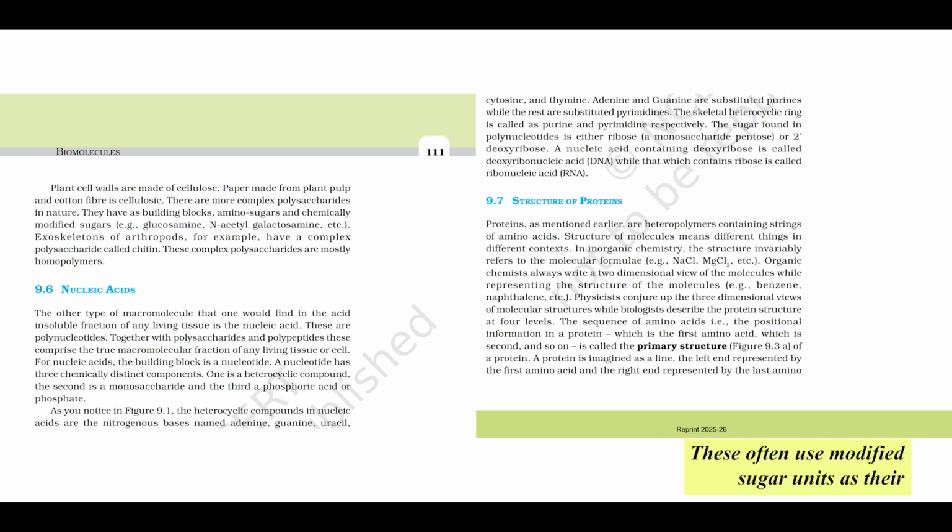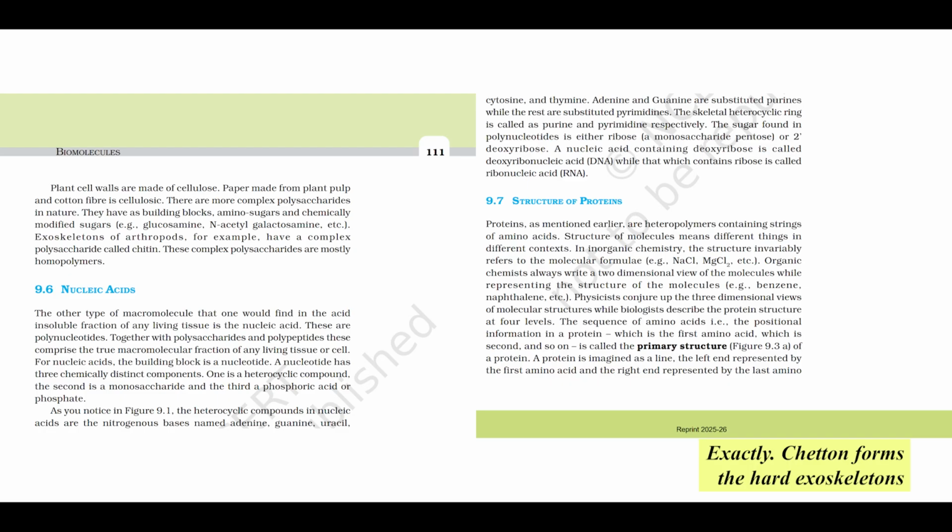Now, besides these relatively simple homopolymers, nature also makes more complex polysaccharides. These often use modified sugar units as their building blocks. For example, sugars with an amino group attached, amino sugars like glucosamine, or other chemically modified sugars like N-acetylgalactosamine. A very important example of such a complex polysaccharide is chitin. Chitin, like in insect shells.